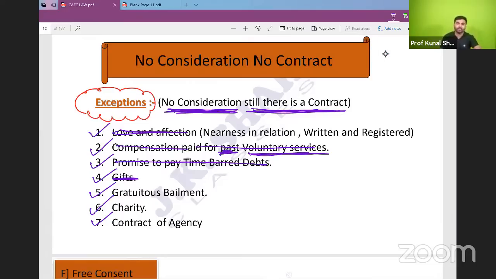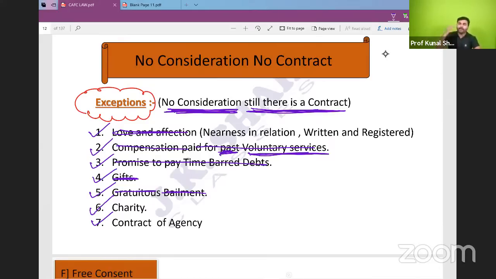The next exceptional case is about gratuitous bailment. See, gratuitous is a word derived from gratitude. Gratitude stands for thankfulness, that is, no consideration. The person does not have an expectation of something in return. What is bailment? Bailment stands for transfer of possession of goods. The person is just transferring the possession of goods.